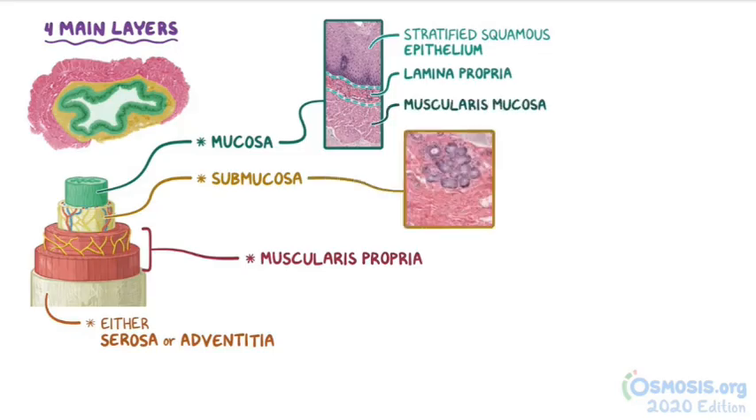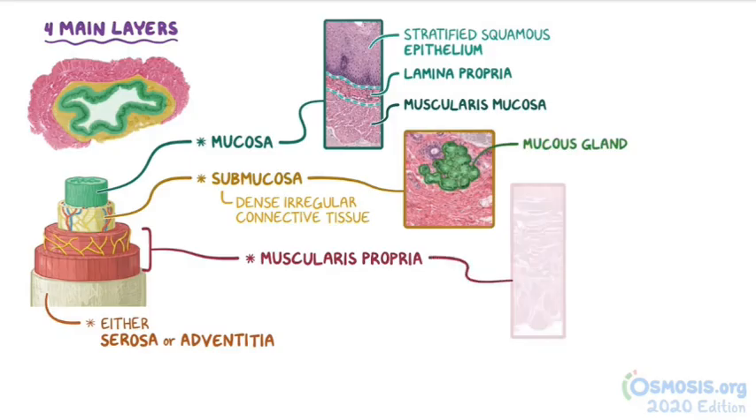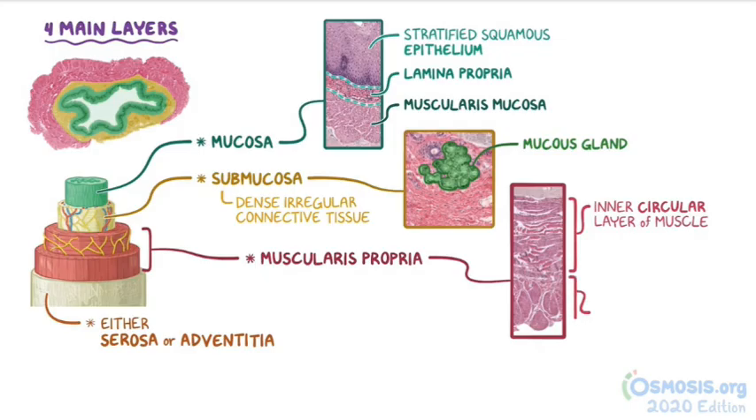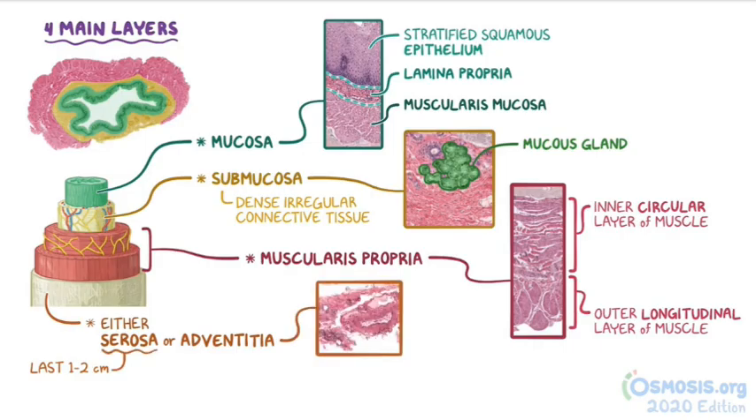The submucosa consists mostly of dense, irregular connective tissue, but also contains unique mucus glands that are only seen within the submucosa in the esophagus and the duodenum. The muscularis propria is the main layer of both smooth and skeletal muscle, with an inner circular layer of muscle and an outer longitudinal layer of muscle. The last 1 to 2 centimeters of the esophagus are surrounded by an outer layer of serosa, but the majority of the esophagus has an outermost layer of connective tissue called the adventitia.